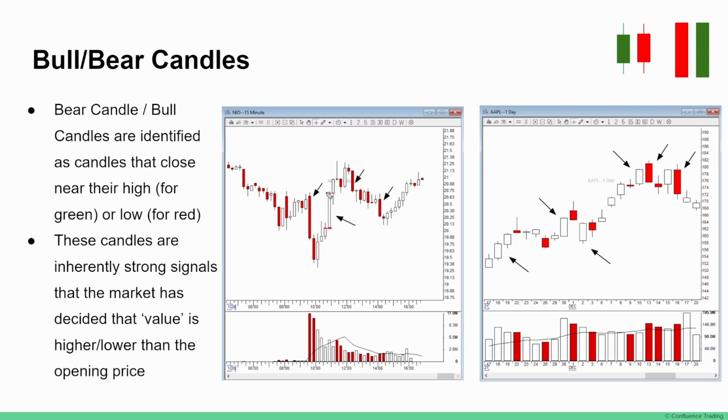So you've got the open of this candle down here, and then it actually closes all the way up near its high. So these candles, and there's a bunch of examples here on these 2 charts, once again, are very strong signals that market has decided that value is either higher or lower than the opening price of the candle. We can't determine what we're going to do next, but at least for that time frame, it was clear that the market wanted to push in a single forward direction.